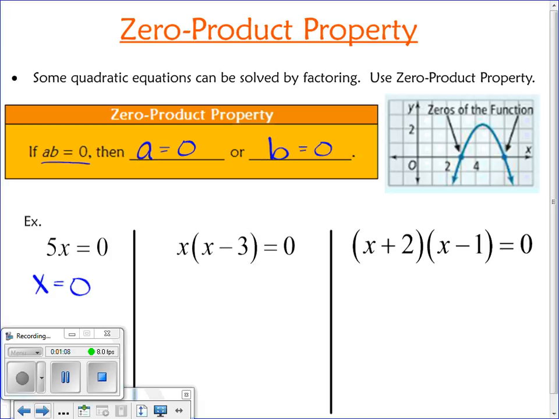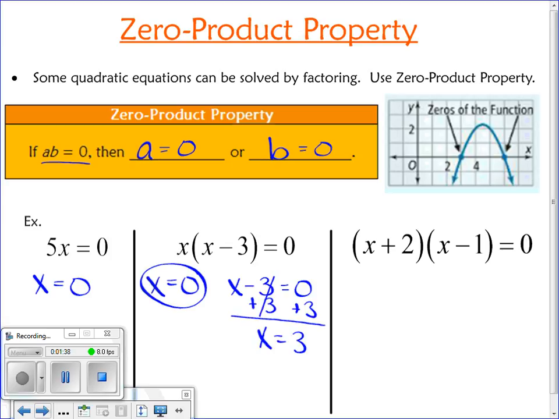Here, what would x equal? This one could equal 0, right? X could equal 0, or x minus 3 equals 0. So really what I'm doing is taking each factor and setting it equal to 0. Now this one's already solved, but how do you solve this one? Just add 3 to the other side. So then x would equal 3. So you have your two answers.